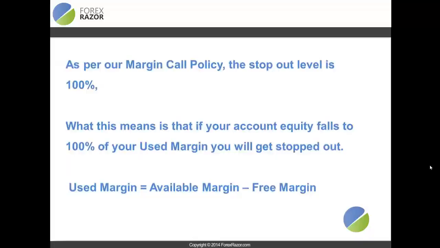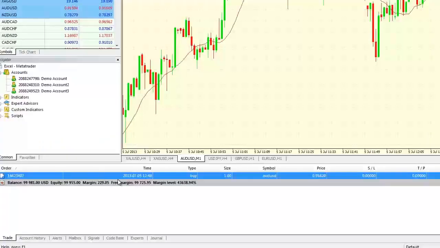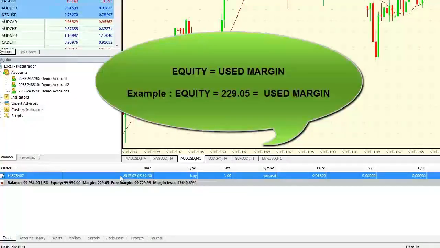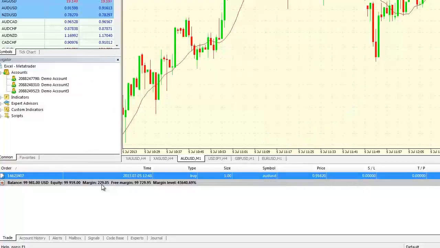Now as per our margin call policy, the stop out level is 100%. What this means is that if your account equity falls to 100% of your used margin, that is the margin which has been set aside for your open trades, you will get stopped out. So if in this example, assuming that the trade goes horribly against me and the equity falls to my margin requirement, which is 229.05, my trade position would be closed out or liquidated, and that is what we call being stopped out or being given a margin call.